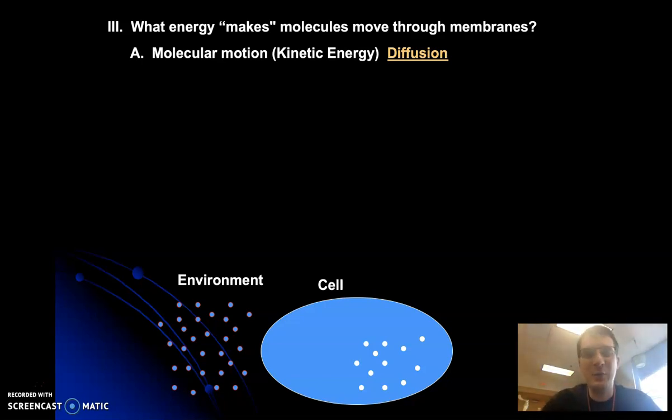Okay, so we talked about what properties allow things to go through the membrane more easily or not. But why do they move through the membrane? Again, we talk about how we don't want to personify chemicals and make them think or do things. The energy behind making things move through the membrane is kinetic energy. All molecules that are above 0 Kelvin have an inherent amount of energy in them, and that energy causes the molecules to vibrate back and forth.